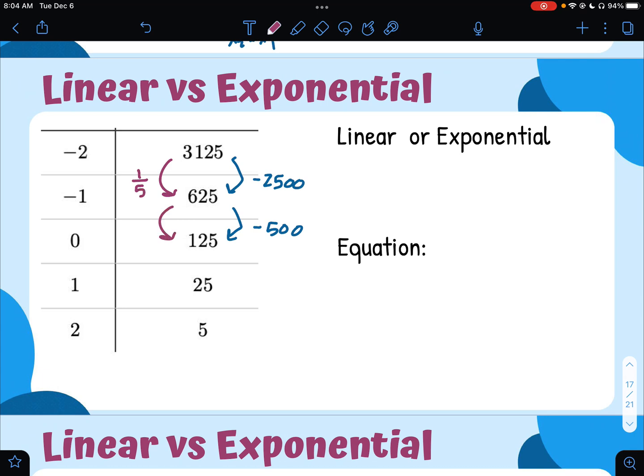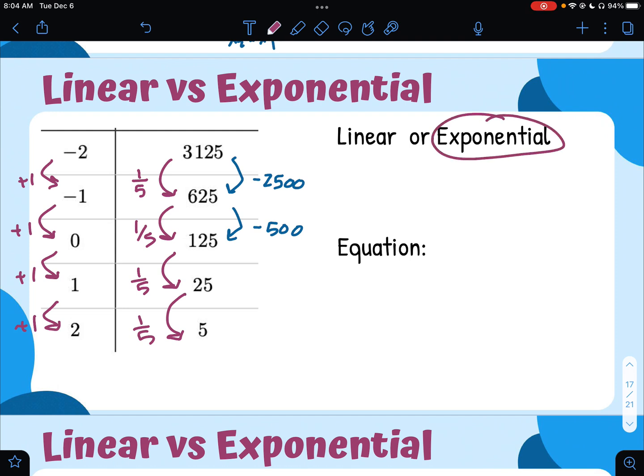Is 625 times 1/5 125? Yes. Is 125 times 1/5 25? Yes. Is 25 times 1/5 5? Yes. We do need to confirm that our x values increase by the same number of units each time, which is 1. So we've confirmed that this is exponential.